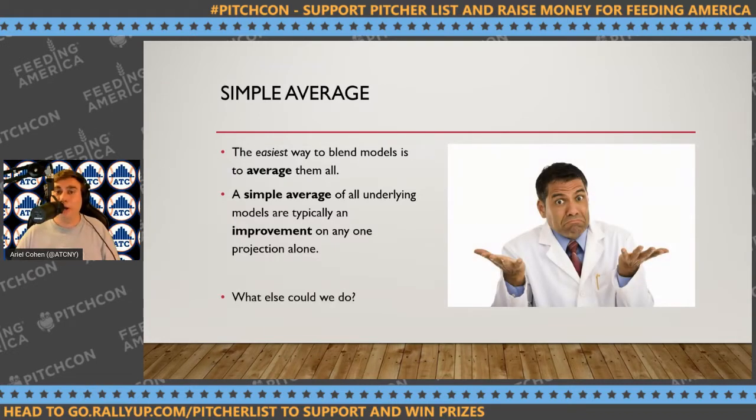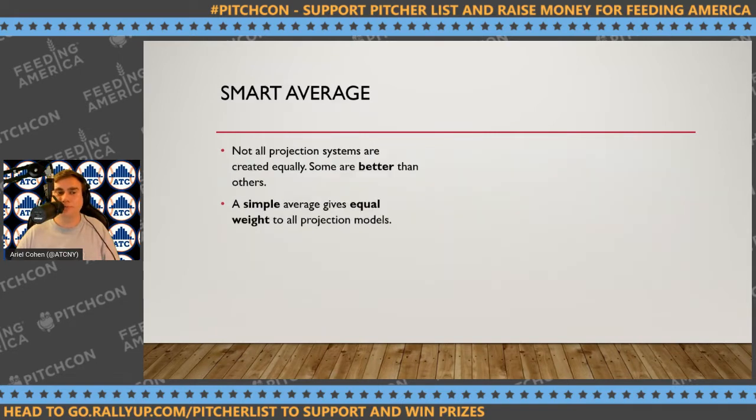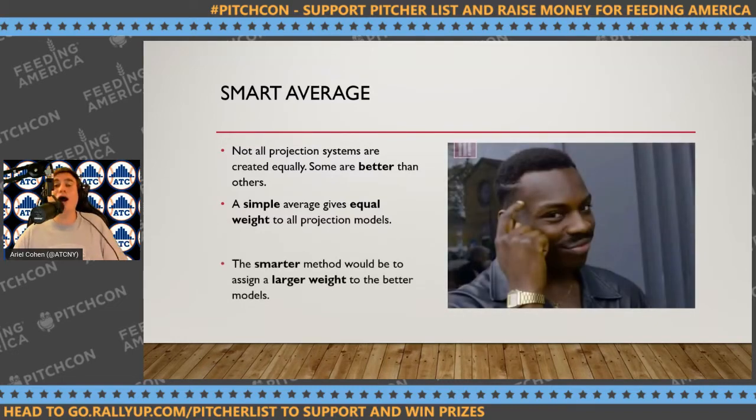But what else can we do? Well, we have the smart average here. And not all projections are created equally, as we said. Some are better than others. If you're doing a simple average, you're just giving equal weight to everything. The smarter thing to do would be to assign a larger weight to the better models, right?